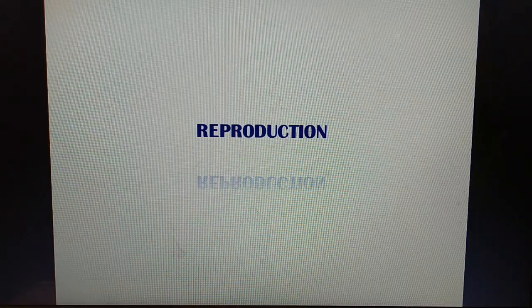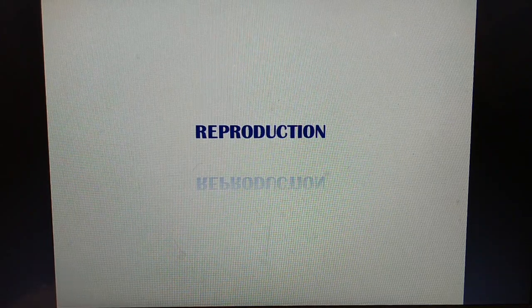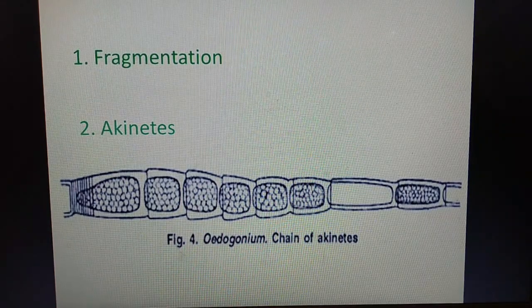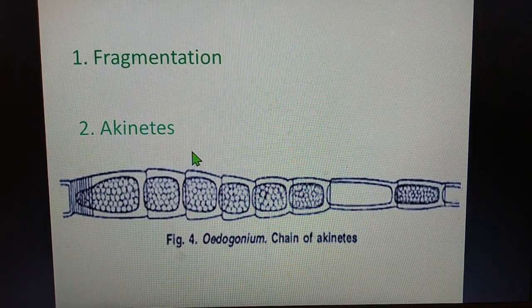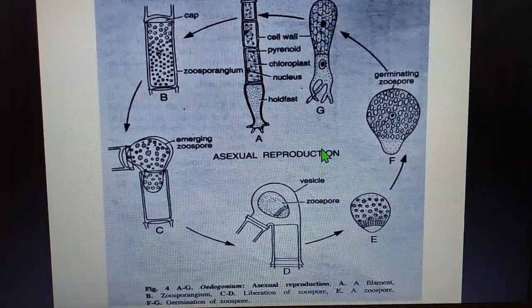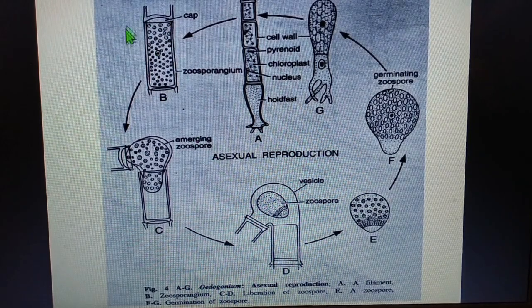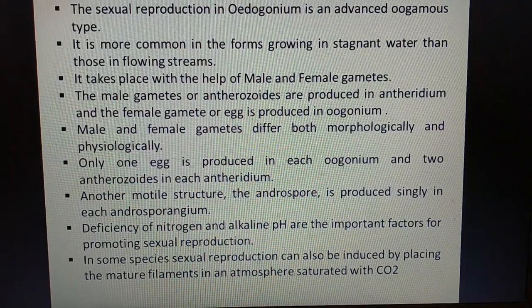Okay, in this second video, part 2 of reproduction of Oedogonium, I had already explained in the first video vegetative reproduction, which takes place through fragmentation and akinetes, and asexual reproduction, which takes place through the zoospores that form in the zoosporangium. Now let us take a look at the sexual reproduction in Oedogonium.